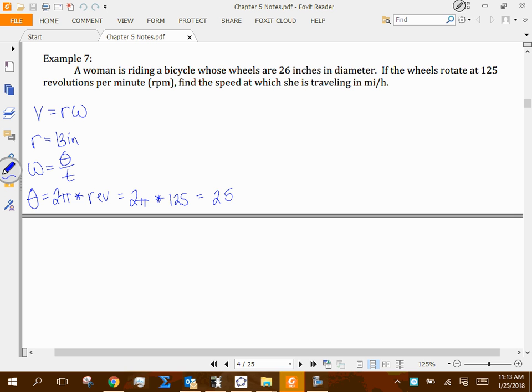And that gives me 250 pi. Now, theta is always an angle, right? So the units here should be radians. Is that okay with everybody? So the theta is 250 pi radians.